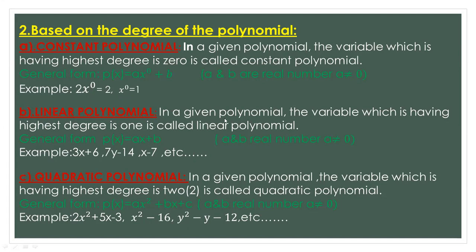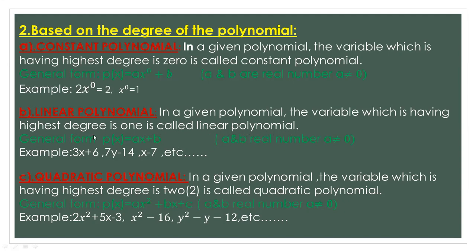In a given polynomial, the variable which is having highest degree 1. Linear means 1. We know linear means in physics objects which can move in a straight line. Linear means only one direction. It means here also the polynomial of the variable which is having highest degree 1 is called a linear polynomial.